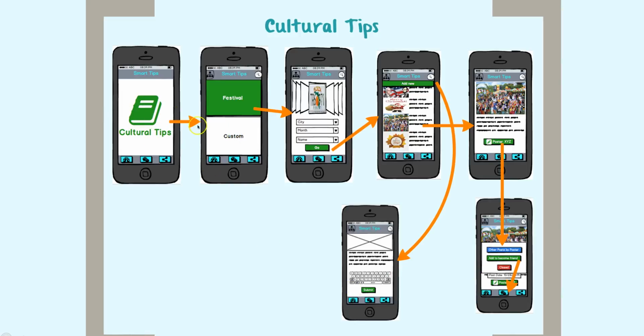First are two sections, festival and customer. This is the interesting part of my application.